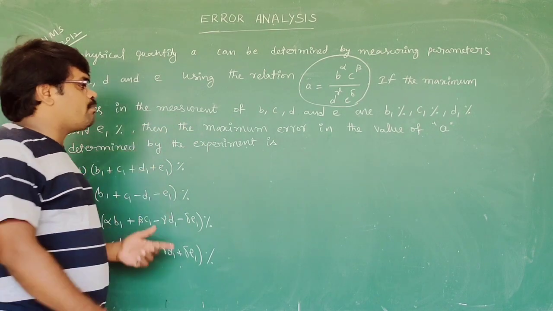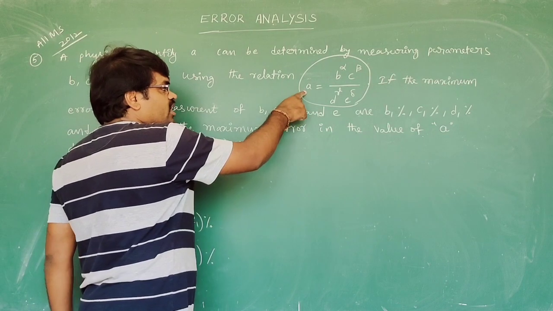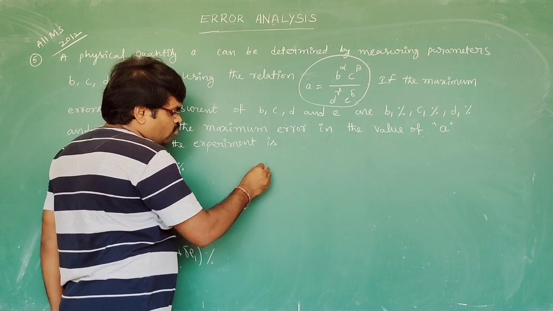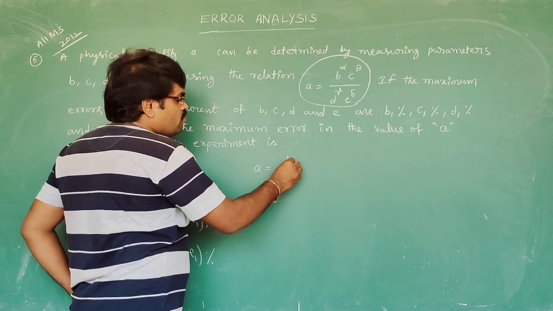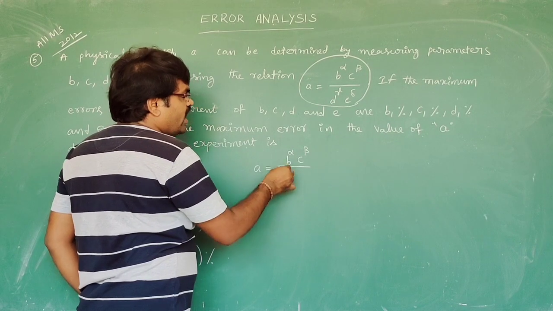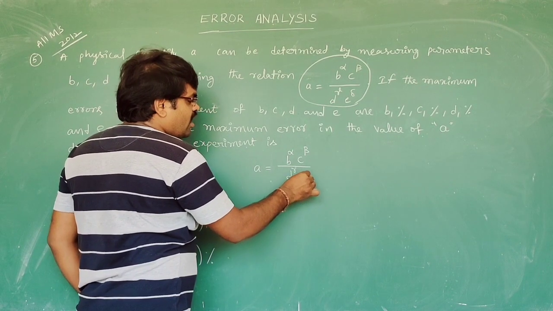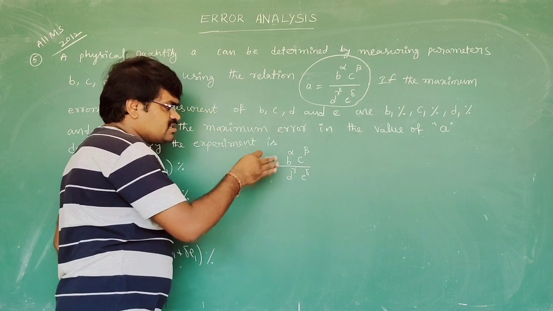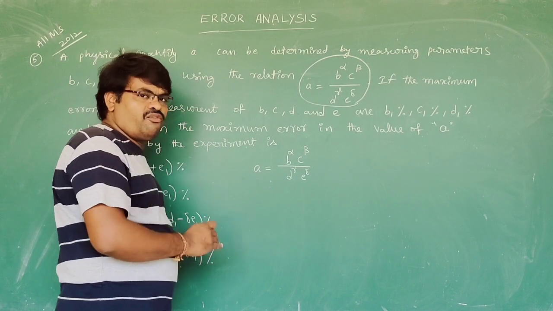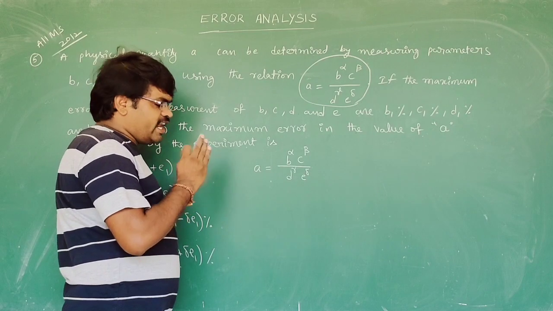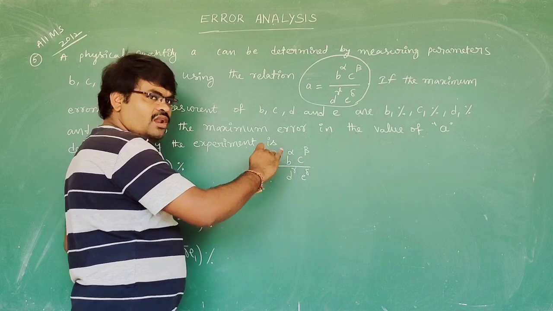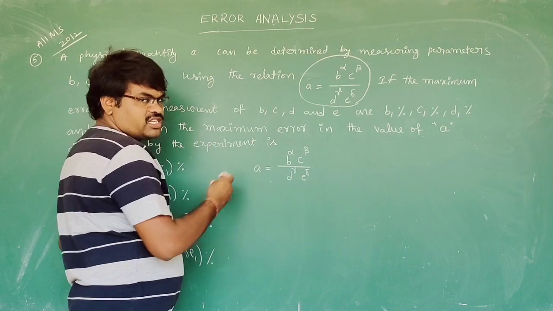Now we are finding the maximum error in the determination of A by the experiment. Here the relation they have given is A is equal to B power alpha, C power beta, by D power gamma and E power delta. This is the relation. Now we can use the relation for errors in division, multiplication and powers.